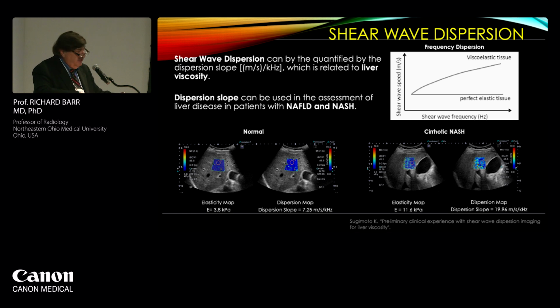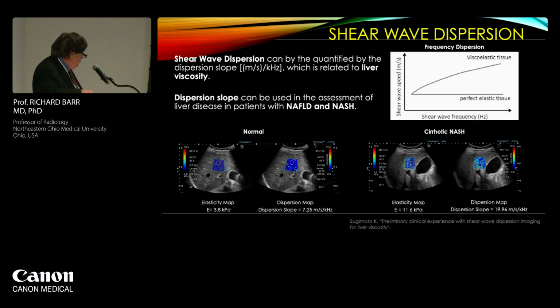And again, what we see is if we have a perfect elastic tissue, the shear wave speed should not change with the frequency, but obviously the liver is viscoelastic and it changes again with the degree of fat. So again, we get this slope, which is the meters per second per kilohertz, and it's hopefully related to liver viscosity and maybe some other factors. We're still trying to work that out. And the question is, is this going to be some way that we can distinguish NAFLD from NASH?